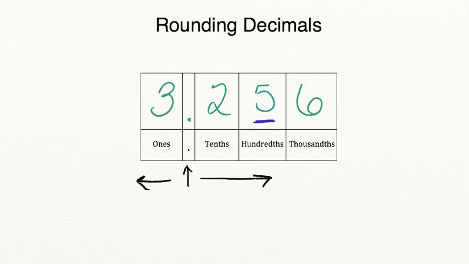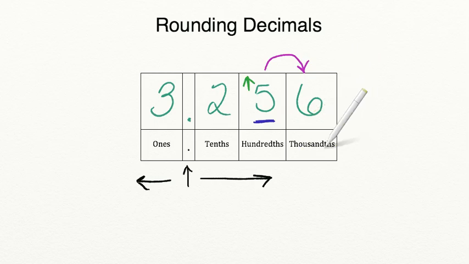Next, you need to look at the number directly to the right of the place value you are rounding to. So I need to look at my thousandths place. If this number is 5 or greater, then you are going to round your hundredths place, or your underlined place value, up by 1. If this number is less than 5, then you are going to keep your hundredths place the same and cross out your remaining place values.